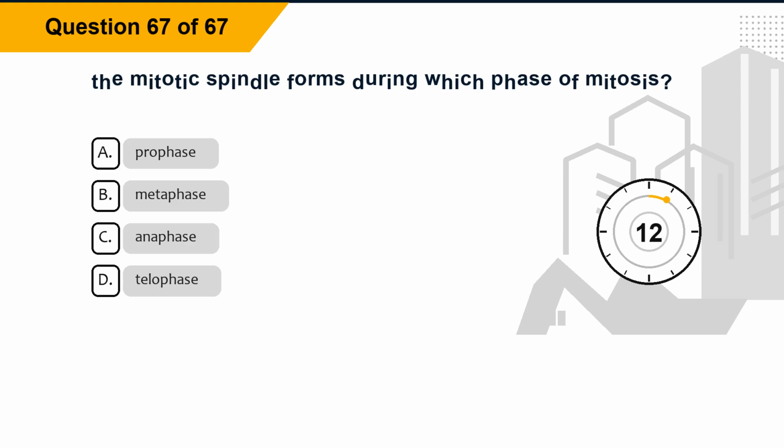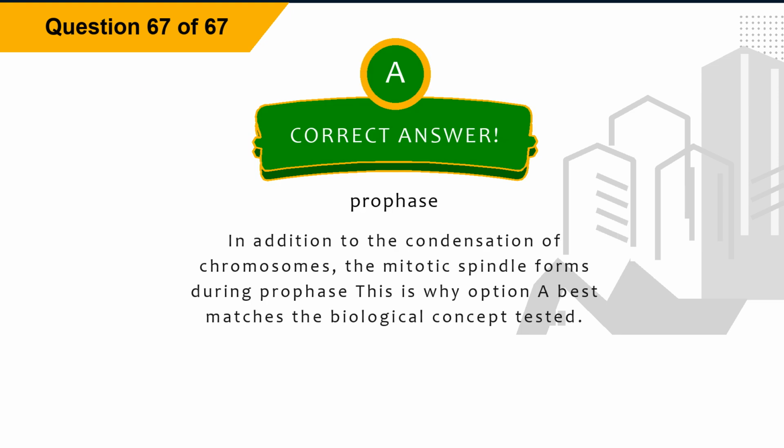Question 67. The mitotic spindle forms during which phase of mitosis? Option A, prophase, option B, metaphase, option C, anaphase, option D, telophase. The correct answer is option A, prophase.